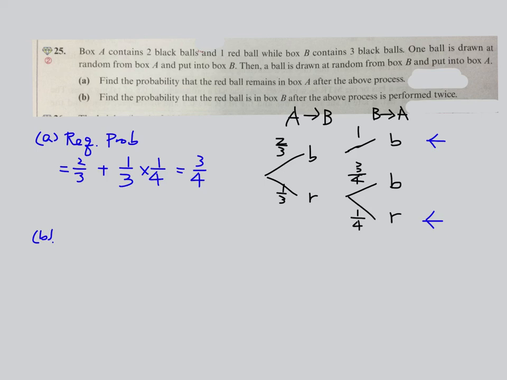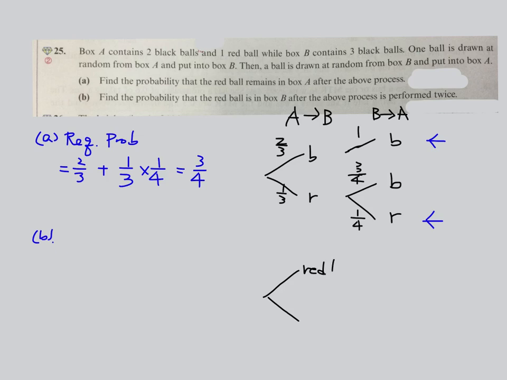Part B. In part B, the situation is repeated. So we put A to B, B to A, and then do it one more time. Because we already found out the red ball remains in A, if we go back to this situation, the probability is 3/4. So when I draw the tree diagram, I don't want to redraw this part or add so many things here. I just mark down up to here where the red ball is first.